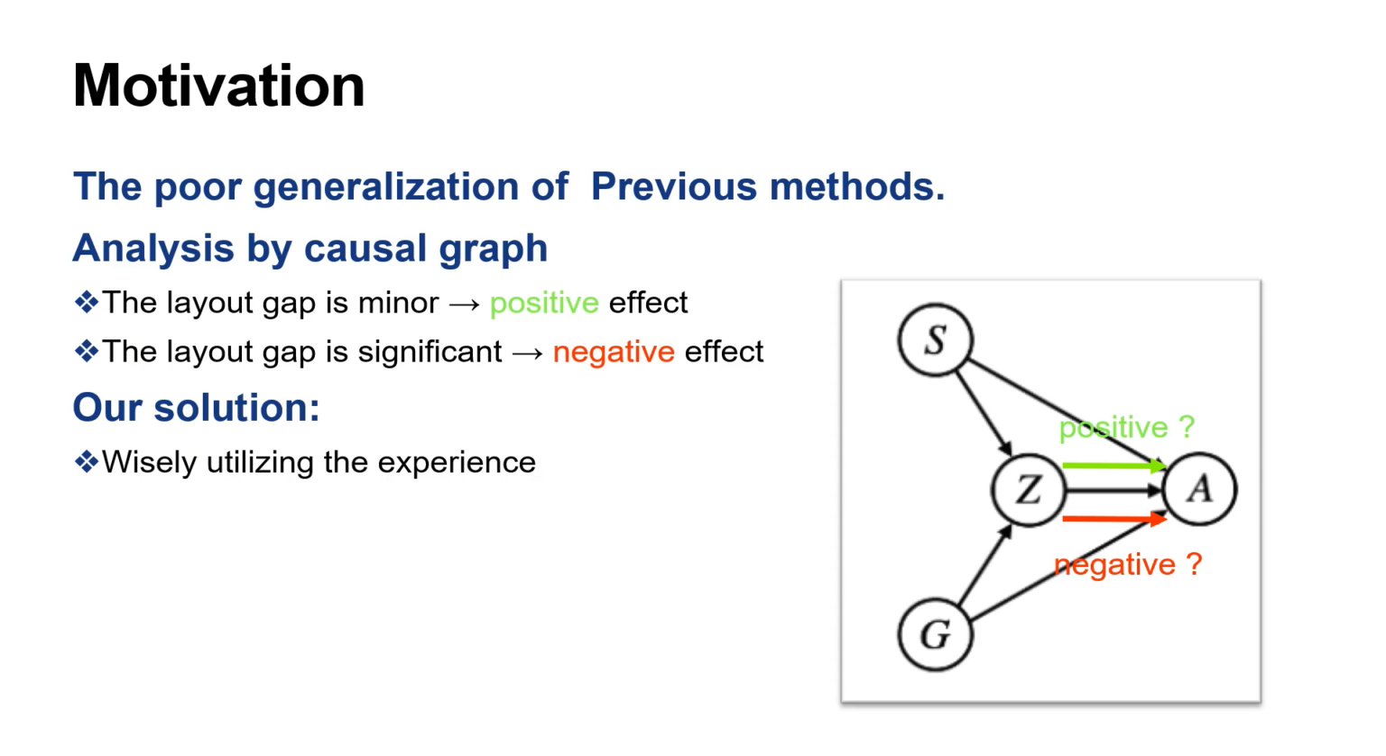Consider two cases of the layout gap between the navigating environment and the prior knowledge. 1. The layout gap is minor, and 2. The layout gap is significant. In the former case, the object layout is consistent in the current environment and the prior knowledge. Thus, the experience exerts a positive effect on the prediction of action. However, the effect of experience in the latter case could be negative. If the agent still relies on the negative experience to predict actions, it will suffer from poor generalization. Therefore, wisely utilizing the experience is essential.